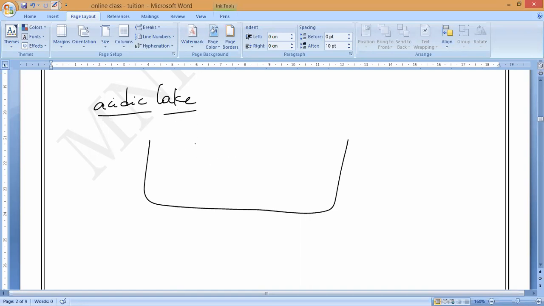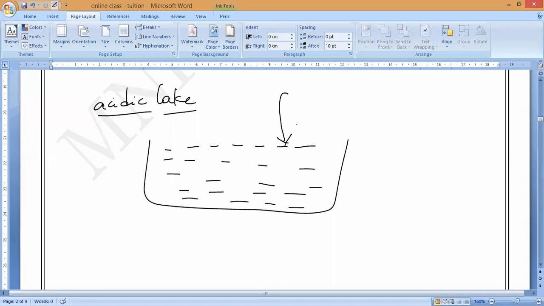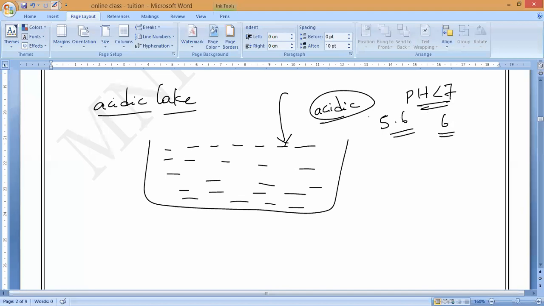Now the land is too acidic. Now see, this is a water body. It may be a lake or pond. Now, because of acid rain, this water turns acidic in nature. Acidic medium. The pH value is less than 7. It may be 6 or 5.6, based upon the amount of acid rain. Is it yes or no?